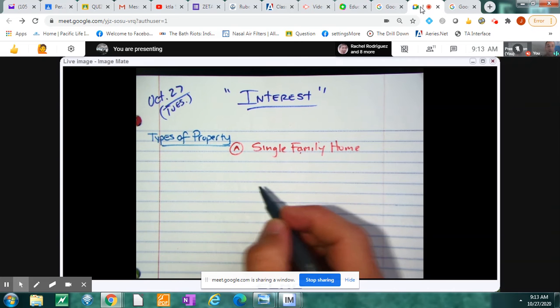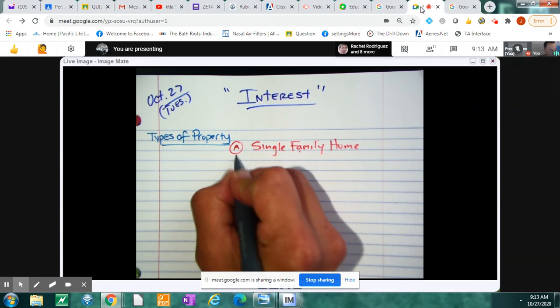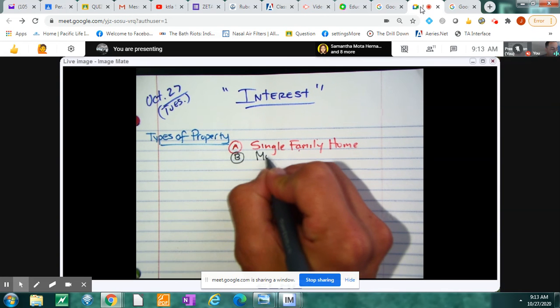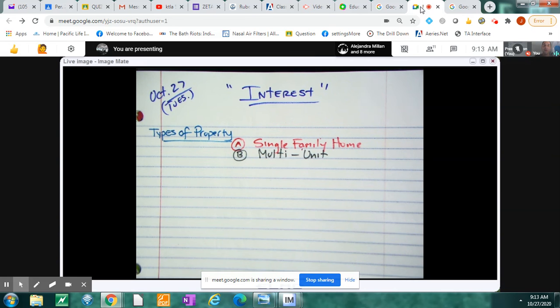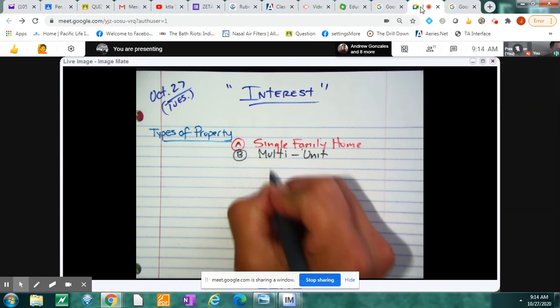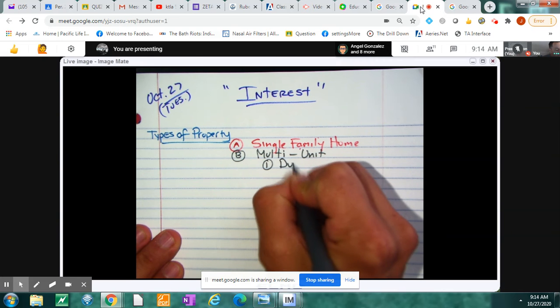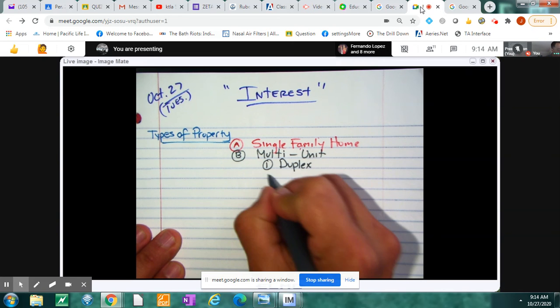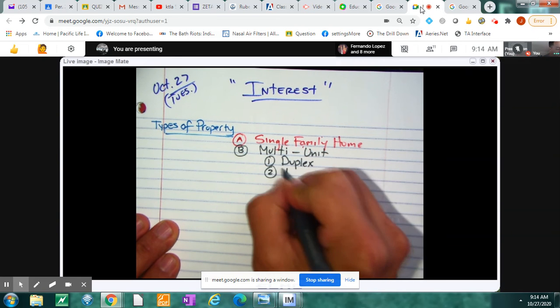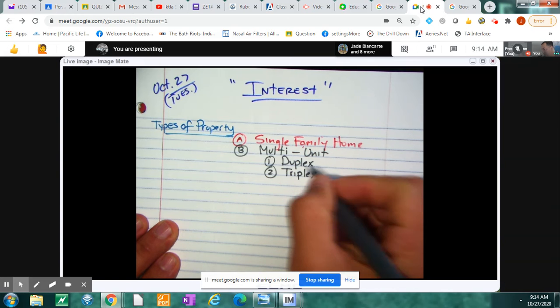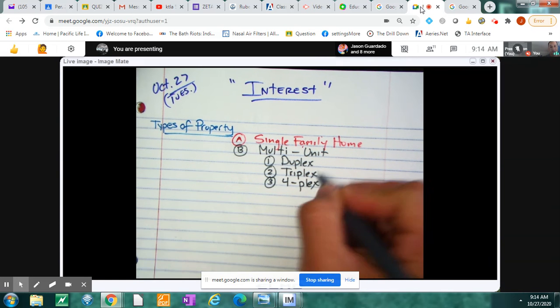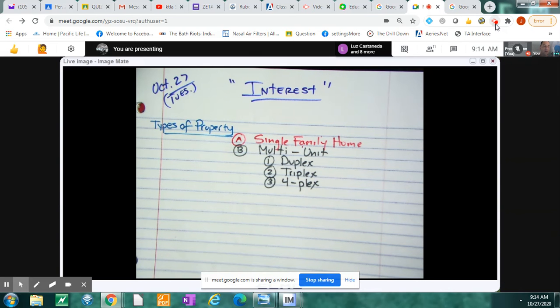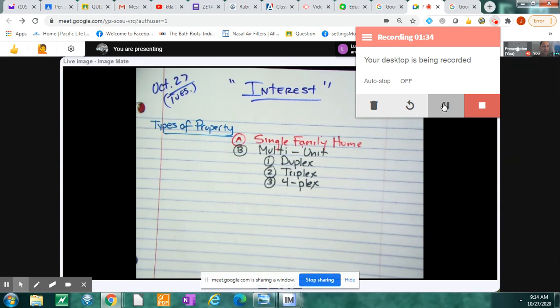Okay, so we have single family home, right? We also have the multi-unit. I know in the beginning a lot of you were like, oh, multi-unit is apartments because there are a lot of units. No, what's considered a multi-unit is basically, remember, duplex. What's the one after duplex? Triplex and fourplex. I'll let you write that real quick, and I'm going to pause the video, because I know some of you might take a little time.